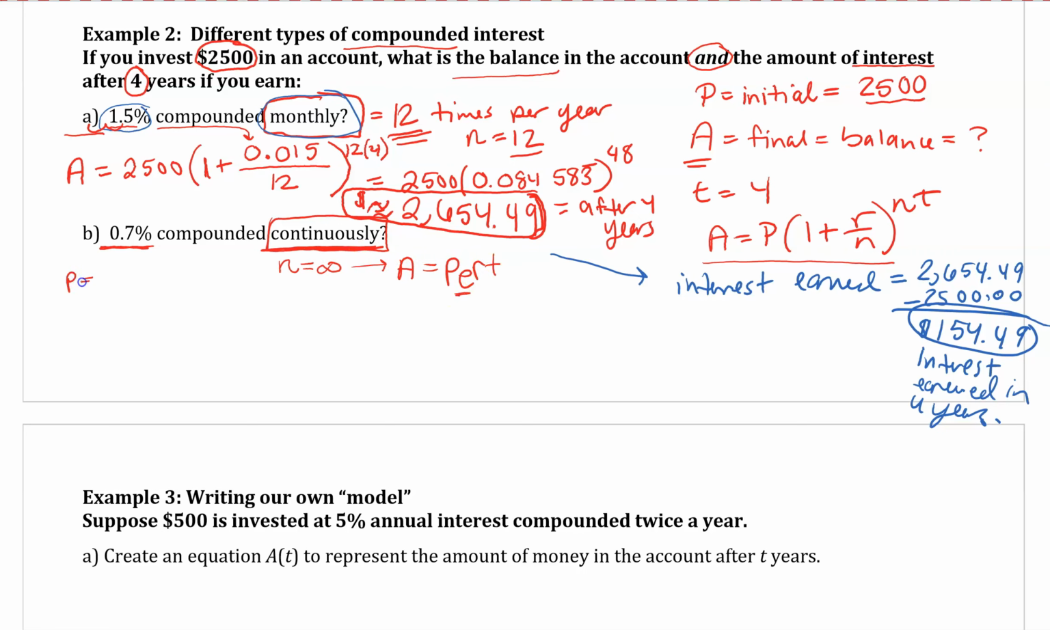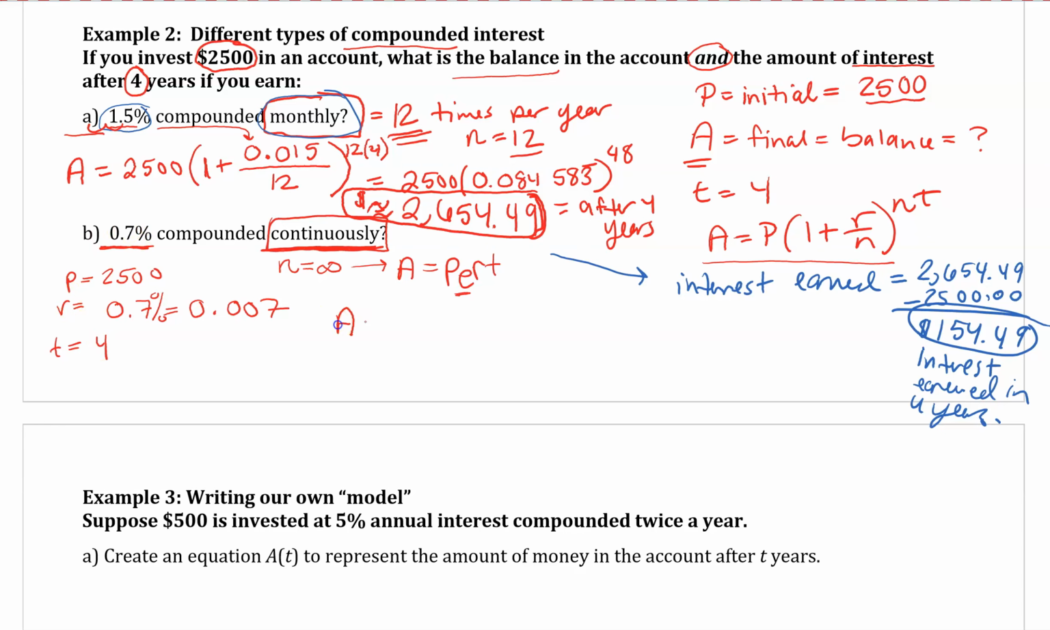So my principal is still 2,500. My rate is now 0.7, but actually, sorry, this is percent. As a decimal it'd be 0.007. You move the decimal 2 spots to the left. And then the time is still 4 years. So the principal and the time have stayed the same, but for this case, the rate is different.